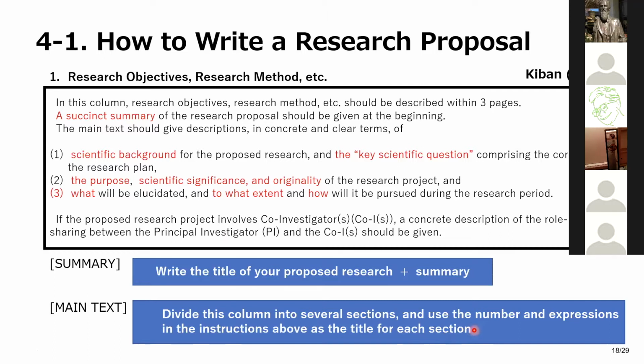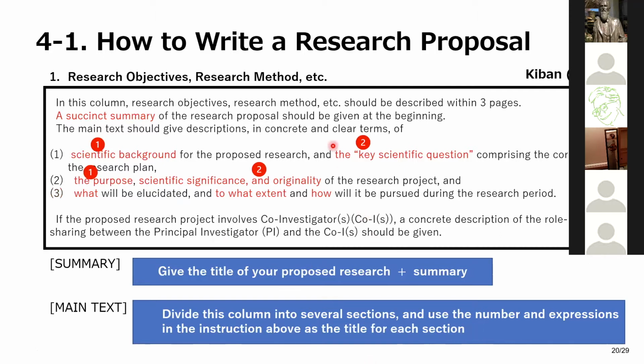For example, this section, the instruction number 1 says you should write 2 things, scientific background and key scientific question. Instruction number 2 says you should include 2 things, the purpose of your research and the significance or originality. And the number 3 says you have to write your research plan and method.